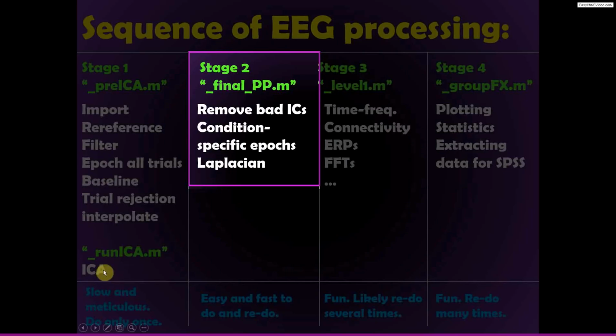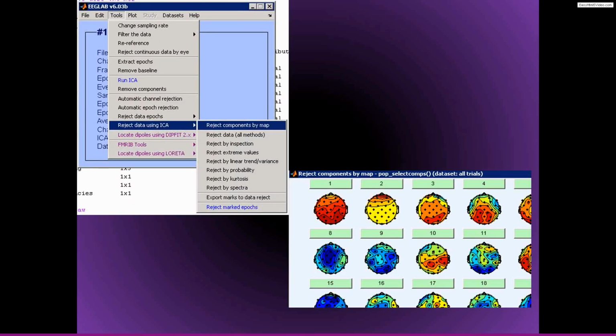Okay, so once the ICA is run, then you will want to identify and remove these bad components, these artifact components. And that's what I'm going to spend the rest of this lecture on. Identifying and removing artifact components is a little bit of an art, and there is a little bit of subjectivity. We could have a similar discussion about why you would do manual trial rejection instead of automatic trial rejection.